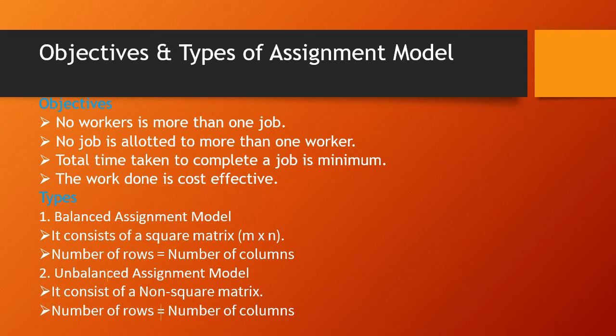We have two different types of assignment model. One, we have the balanced assignment model. Under the balanced assignment model, it consists of a square matrix, that is columns multiplied by rows. That is, the number of rows equals the number of columns. Then the second one is the unbalanced assignment model, where it consists of a non-square matrix, that is the number of rows is not equal to the number of columns.